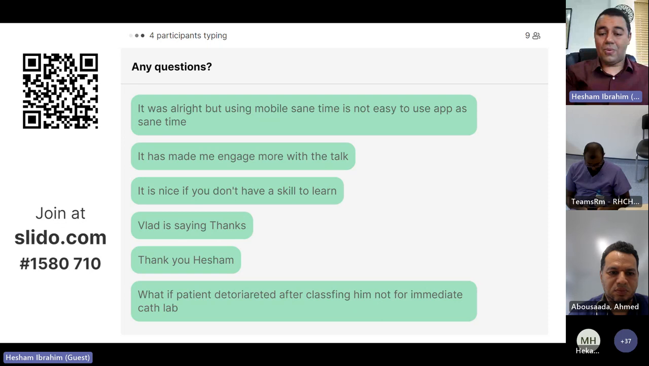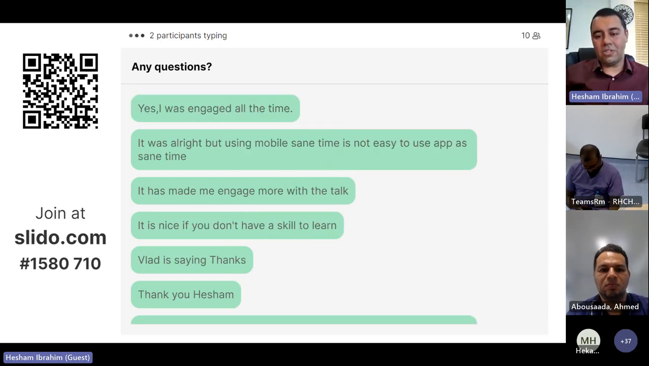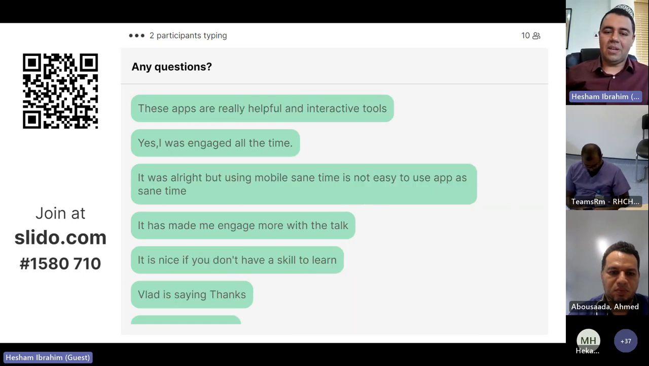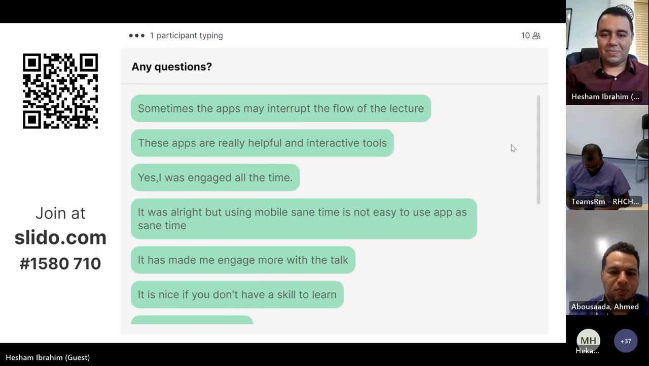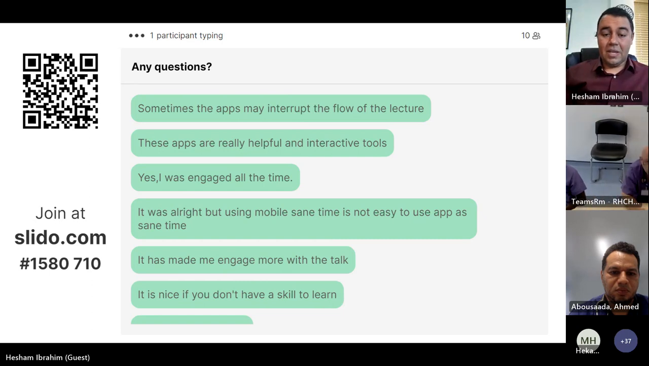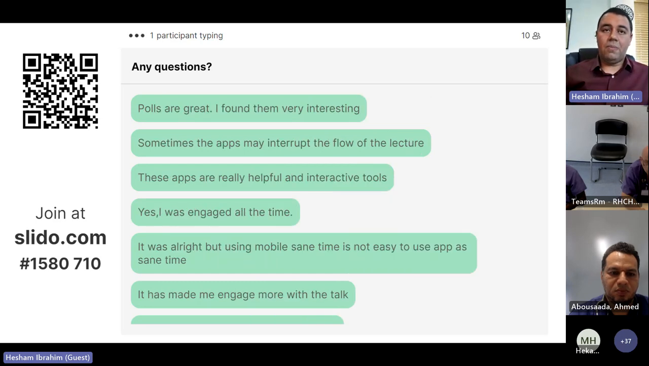Oh, so using the mobile phone to follow the lecture and at the same time to apply the app is almost impossible. It won't work. So almost always you need to have a separate screen for the talk and a separate screen for the app. I agree, sometimes the app may interrupt the flow of the lecture, but I think it's all about the lecturer. So we as speakers should learn when to talk, when to stop talking, and how long to allow for the app to do the action. But I agree with you. If I misuse it, it will not be nice.